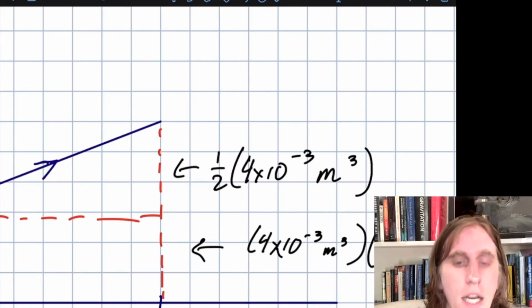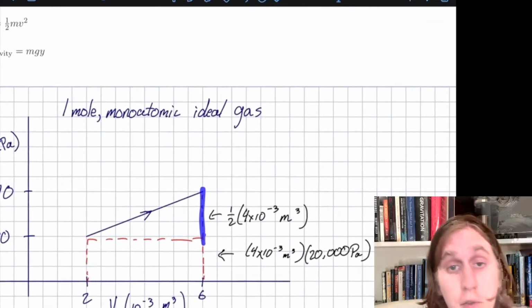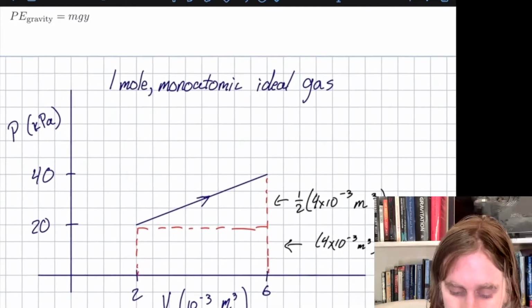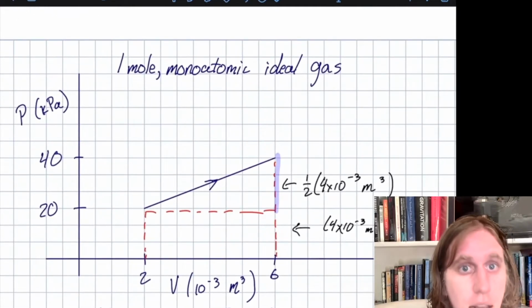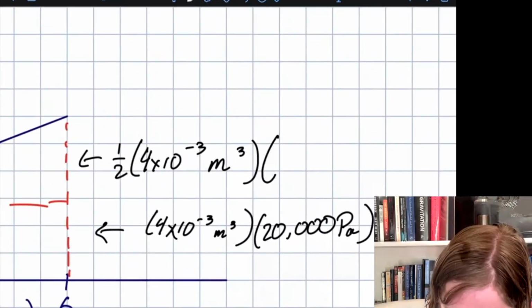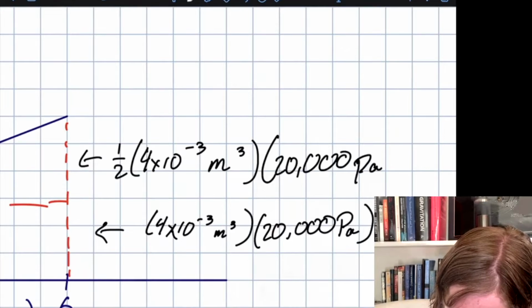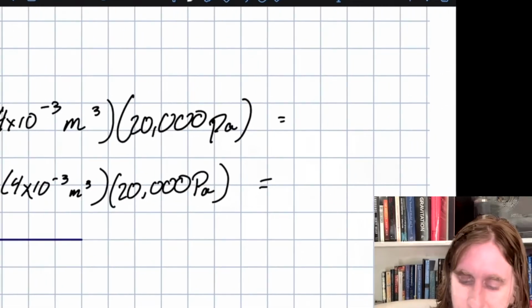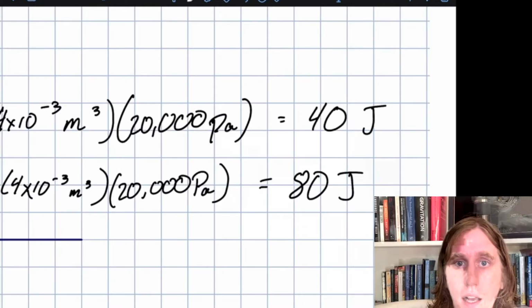The height of the triangle is just this distance here. This turns out to also be 20,000 pascals. It goes from 20,000 pascals up to 40,000 pascals. The difference between those two numbers is 20,000 pascals. If we plug these numbers in, we get 80 for the rectangle and 40 for the triangle. Just so you know, a Pascal times a cubic meter is equal to a joule.